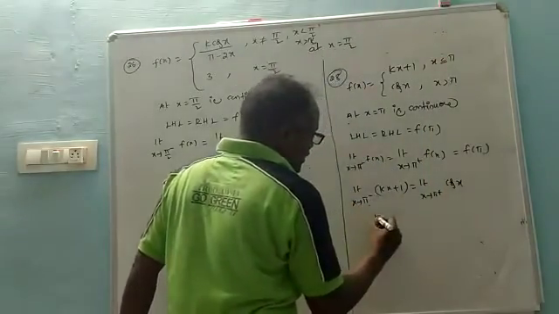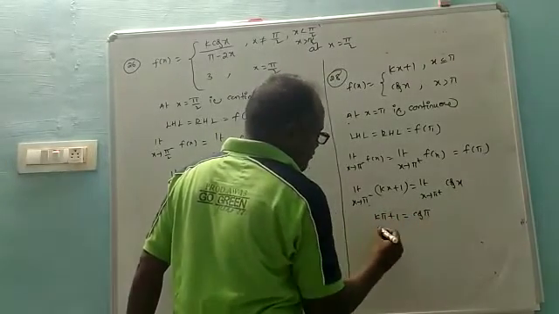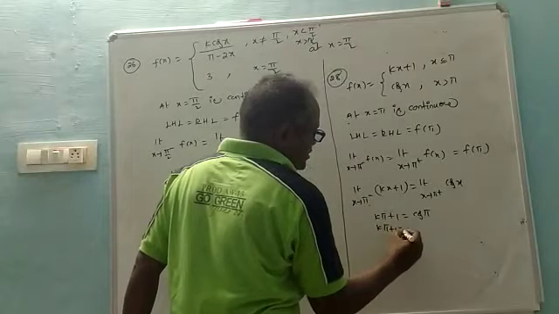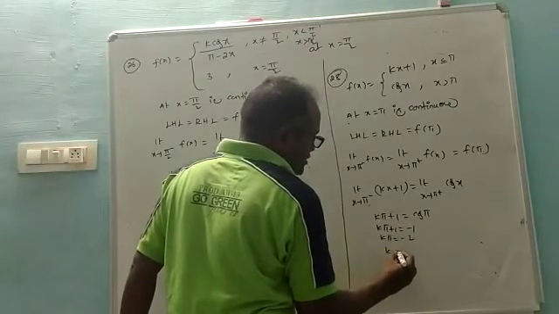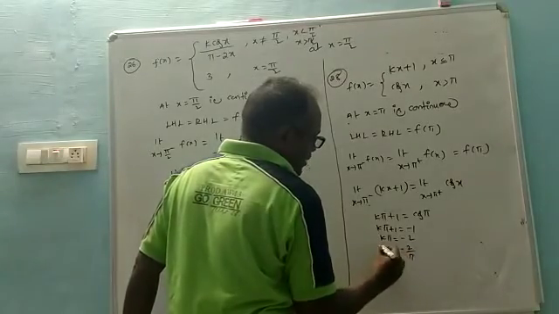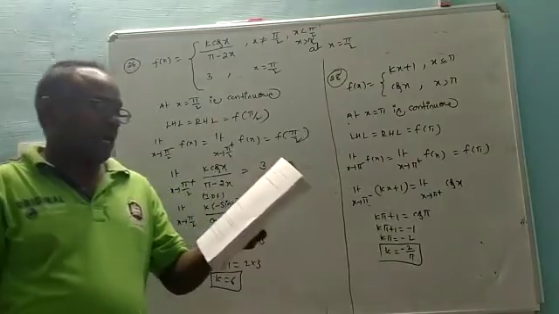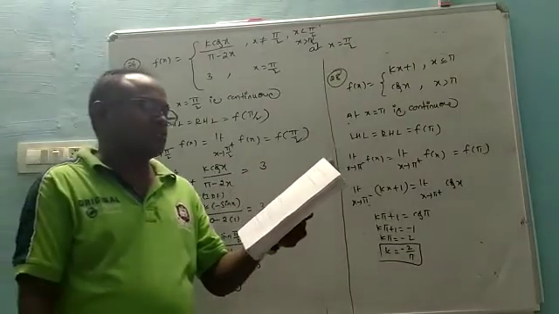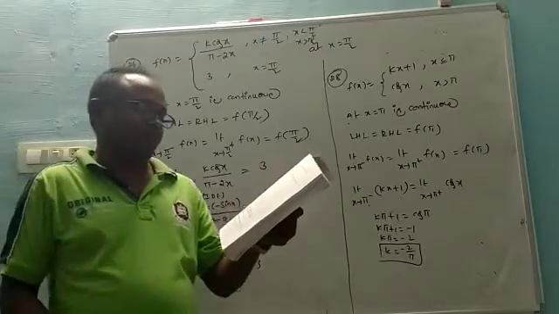Now substitute: k pi plus 1 is equal to cos pi. Cos pi value is minus 1, so k pi plus 1 is equal to minus 1. k pi is equal to minus 2. k is equal to minus 2 by pi. So this is the model. In the same way, 29th also same, 30th also same. Simplify the values a and b.